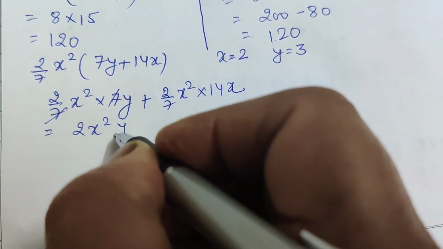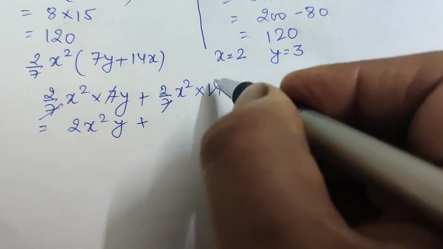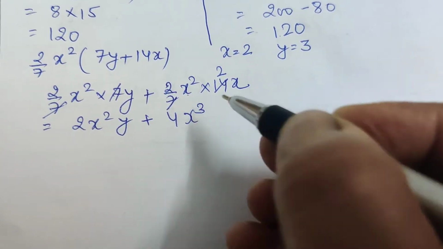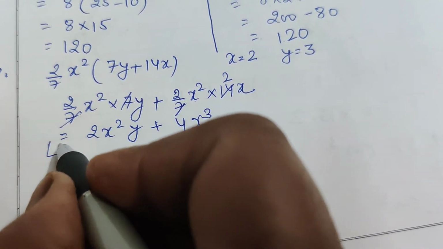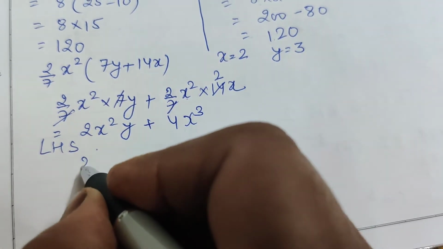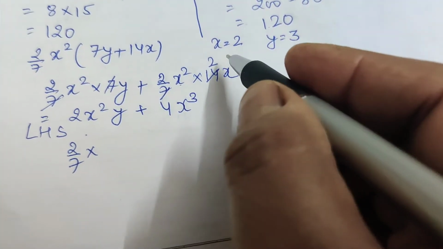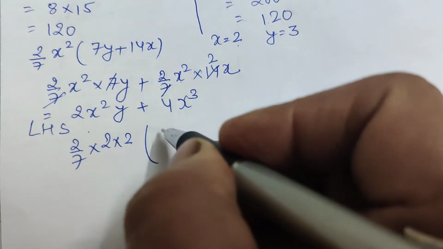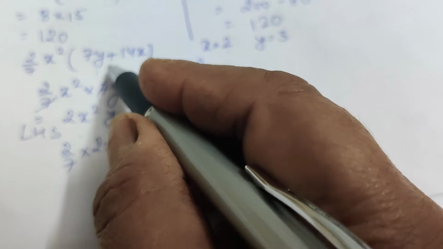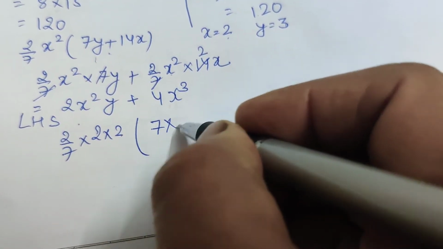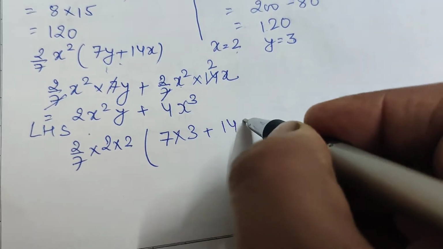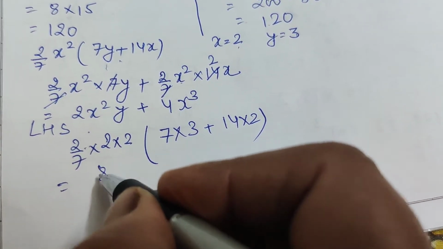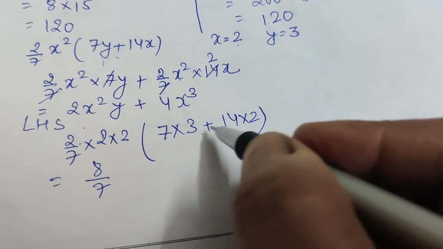2x square y and 7 into 2, 4x raised to power 3. Now put the values in LHS. 2 by 7 x square. x square means x equal to 2, square means 2 into 2, in bracket 7y. It means 7 into 3, plus 14 into 2 to the 4, 8 by 7. 21 plus 28.